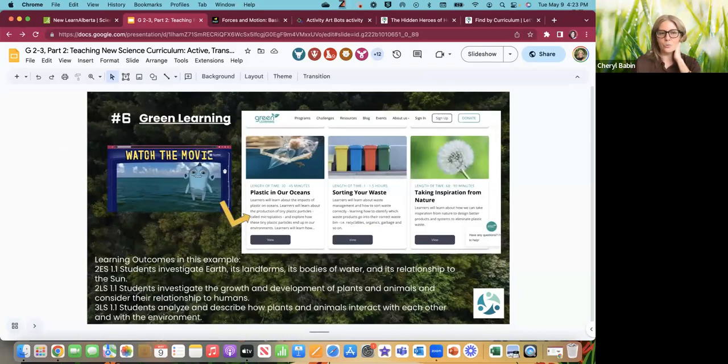All right, so Green Learning. This is a really well done website and source as well. And you can see that I've pulled multiple outcomes from investigating the earth, landforms, growth and development of plants. Although I could have done forces and matter and energy in this site as well, I'm just trying to create a variation and a variety of how these pieces might actually connect.